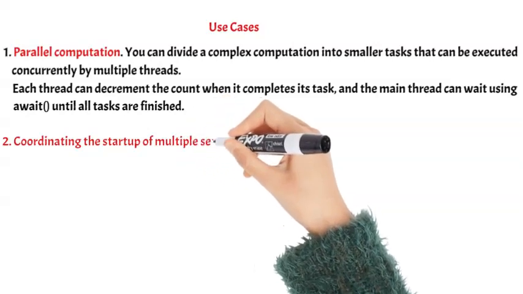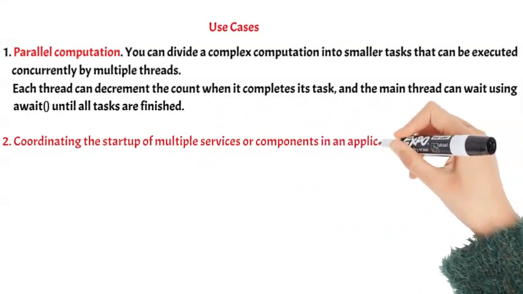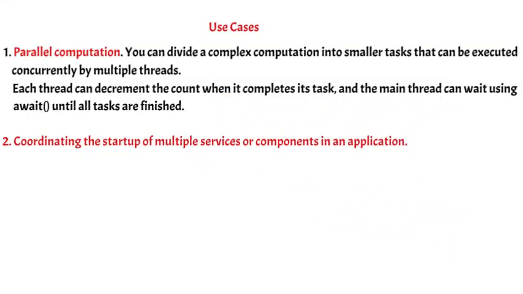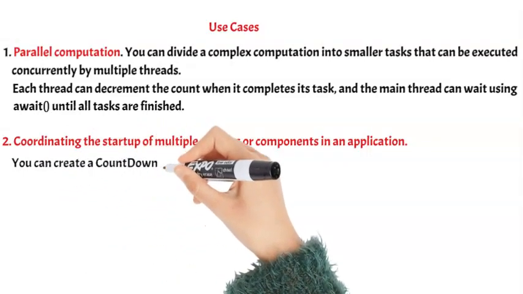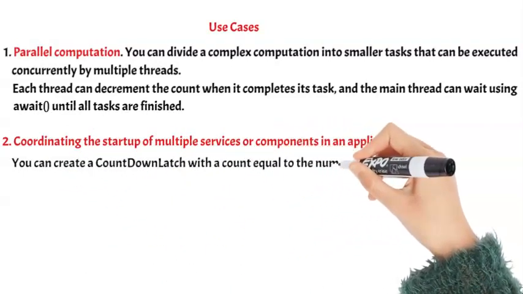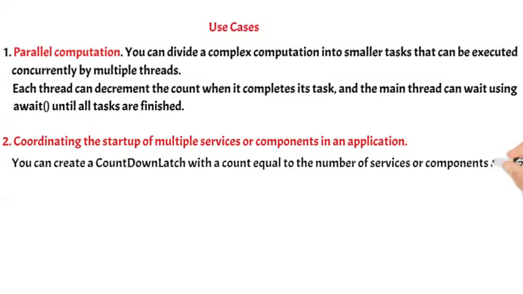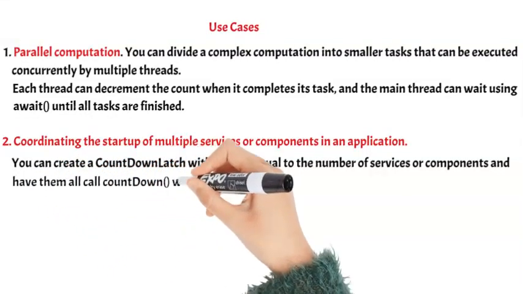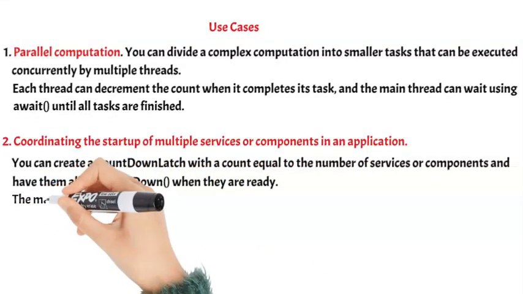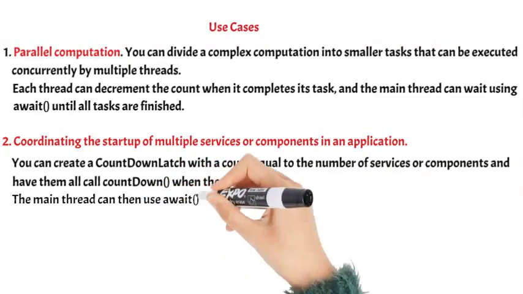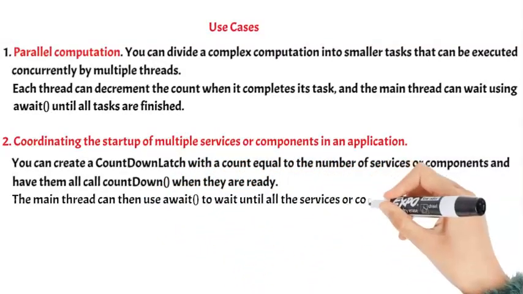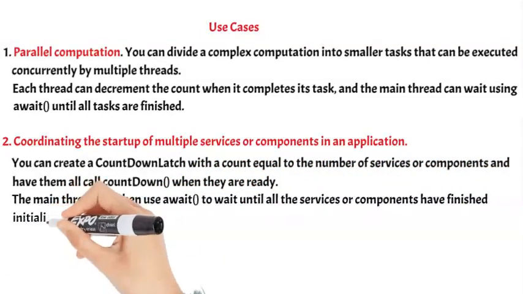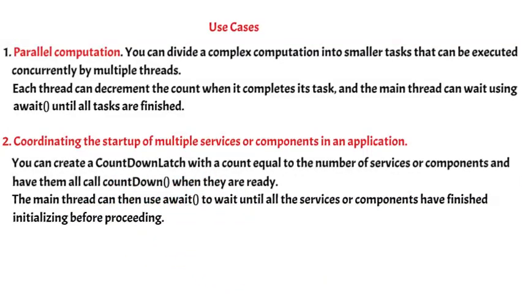2. Coordinating the startup of multiple services or components in an application. You can create a CountDownLatch with a count equal to the number of services or components and have them all call countDown when they are ready. The main thread can then use await to wait until all the services or components have finished initializing before proceeding.